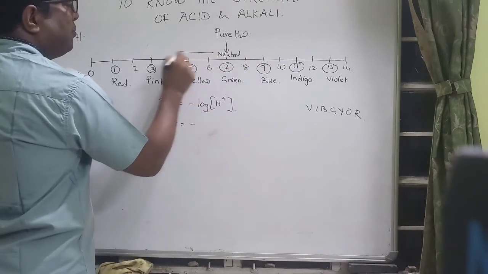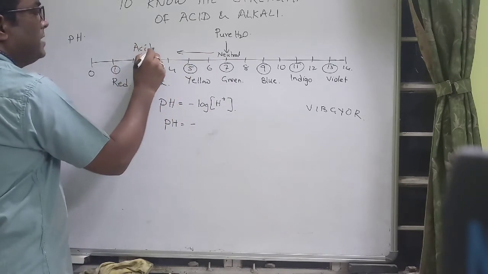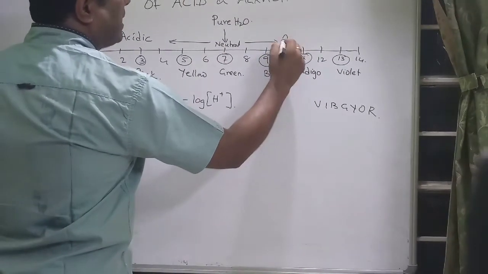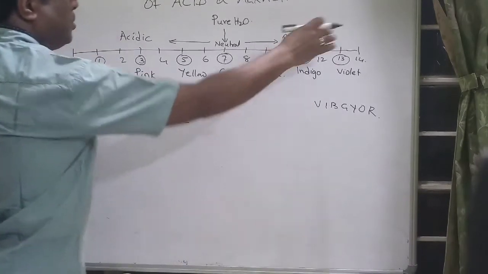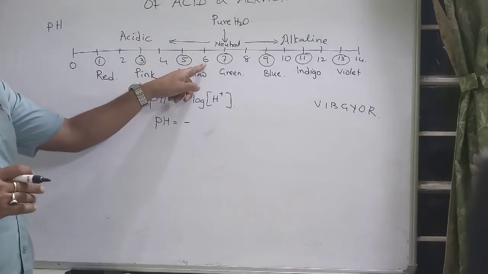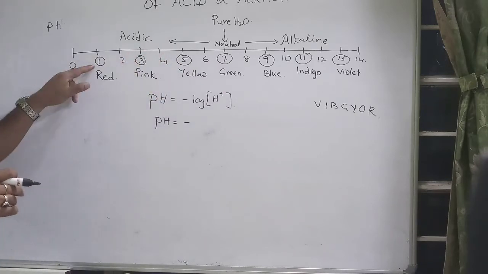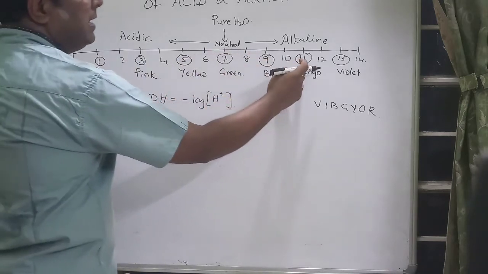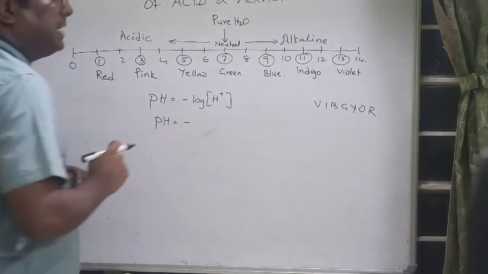If you go towards 0, it will be acidic. If you go towards the right, it will be alkaline. So this is more to the alkaline, this is more to the acidic. So here you see 6 is more acidic than 7, or 3 is more acidic than 5, or 1 is more acidic than 4 or 5. Similarly, 11 is more alkaline than 9, 13 is more alkaline than that of 10.